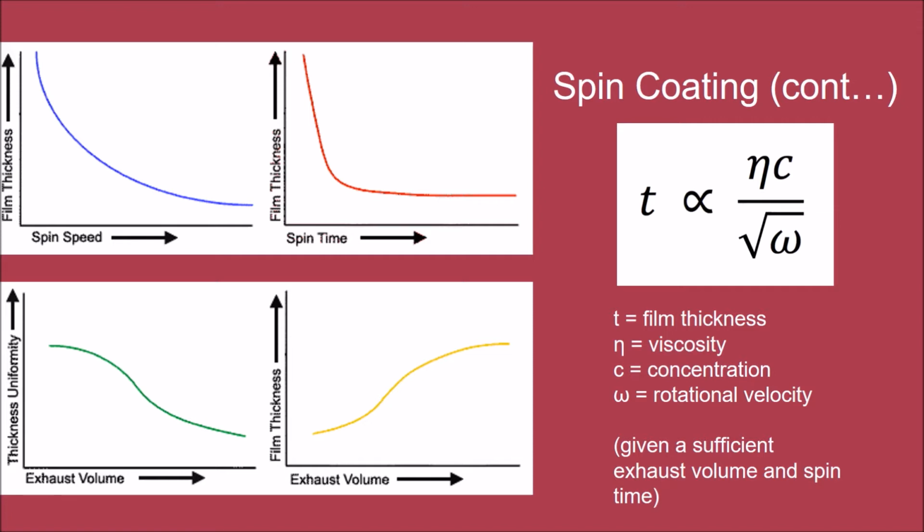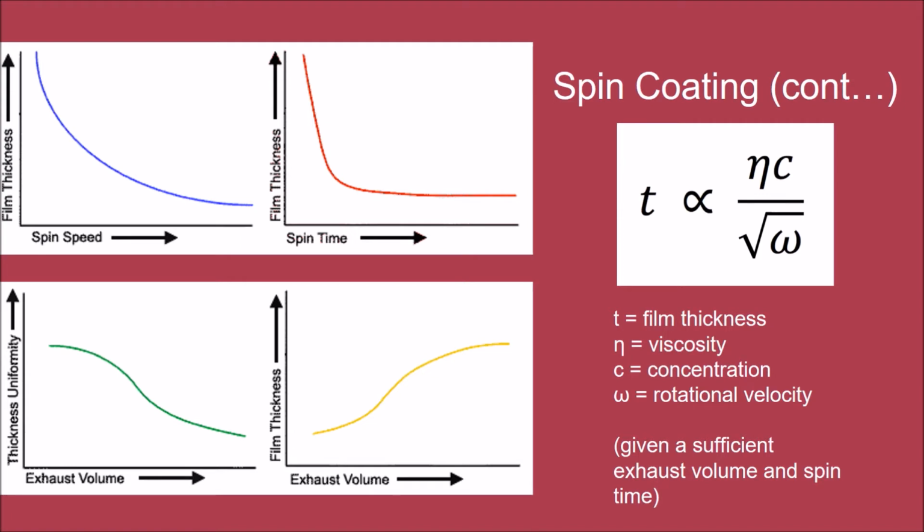The exhaust volume, or the rate at which the air containing the solvent molecules is pulled away from the substrate, is another factor influencing film thickness and uniformity. A fast exhaust will increase the drying rate and thus the thickness of the film, but can negatively impact uniformity. Concentration of the material in the solvent being spin coated also intuitively is proportional to the final film thickness.